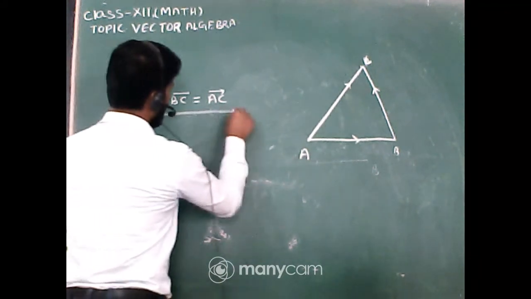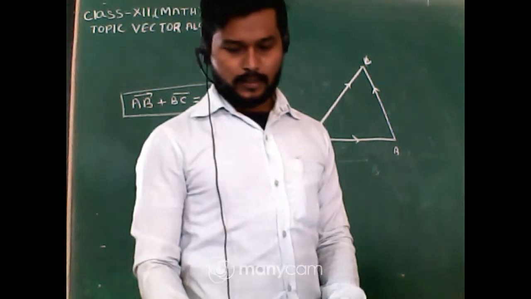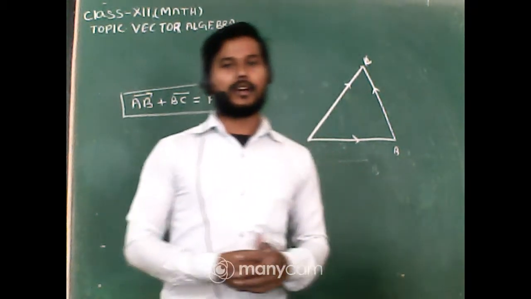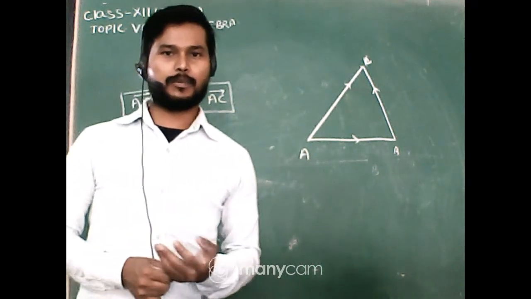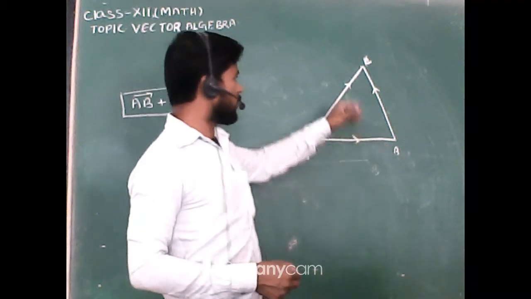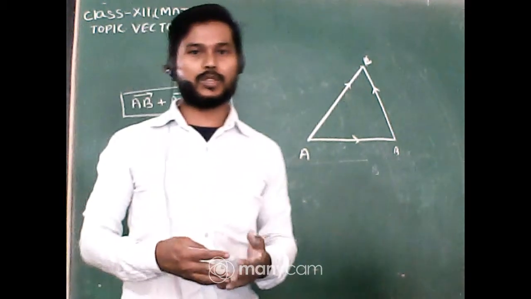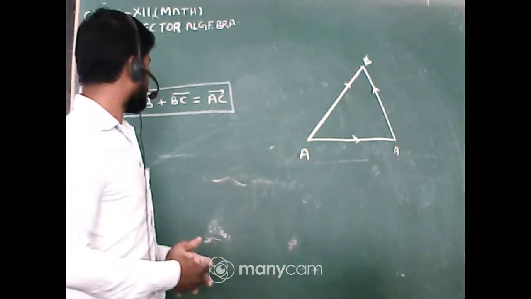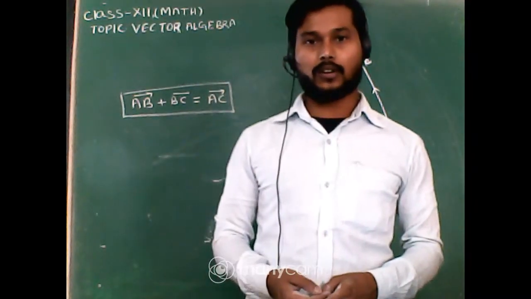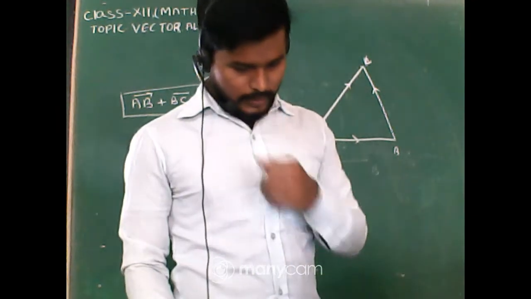This formula is called the triangle law of vector addition. It means if any two sides of a triangle represent two vectors, then the other side represents the resultant of these two vectors. Okay, now we'll go to the next topic.